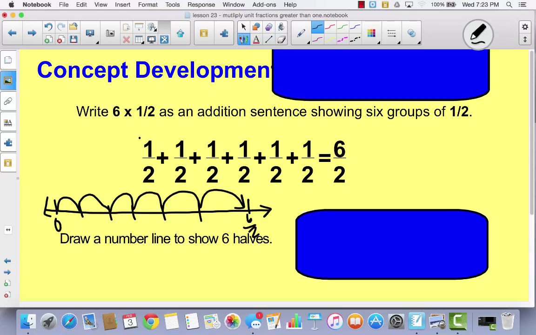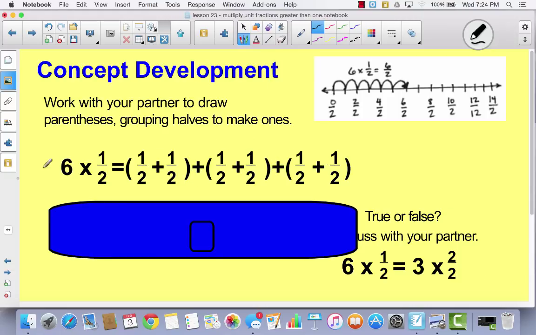So I want you to come back and draw parentheses like this. So this will be 1 whole, this will be 1 whole, and this will be 1 whole, because this will be 2 halves, 2 halves, 2 halves. Okay, so let's think about that for a second. So that's basically what we have here. 6 times 1/2 is equal to 1/2 plus 1/2, 1/2 plus 1/2, 1/2 plus 1/2. So here's my 6 halves.